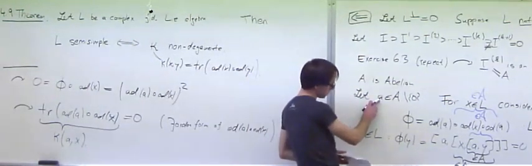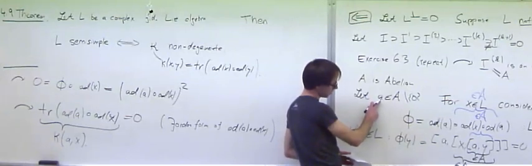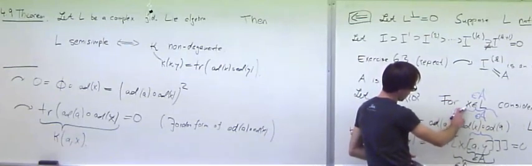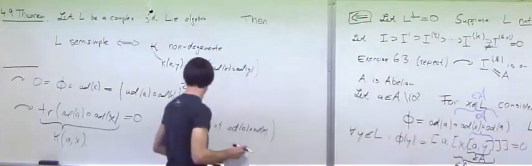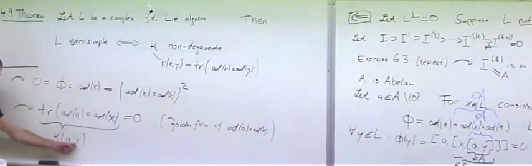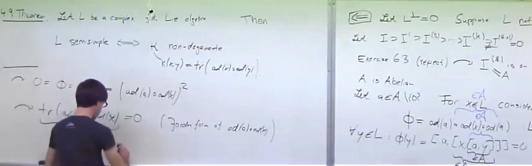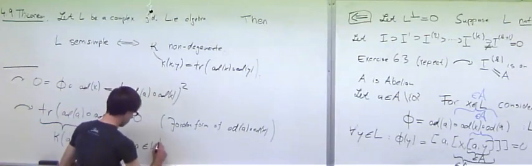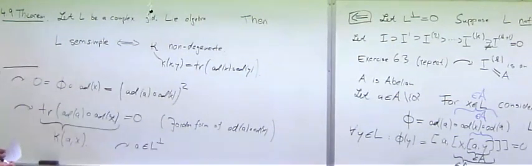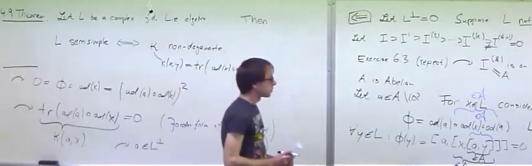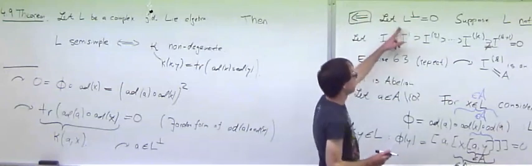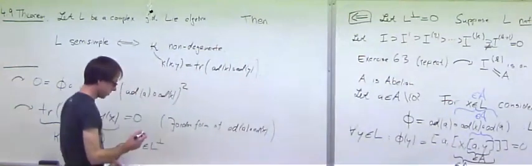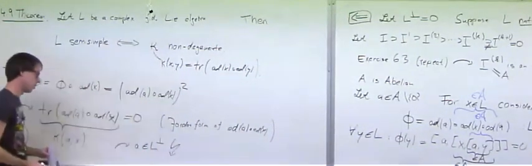So we took a non-zero element A and took an arbitrary element X of the Lie algebra, and we showed that the Killing form of A and X vanishes. In other words, A is contained in L orthogonal. But for this direction, we supposed that the Killing form is non-degenerate, so L orthogonal is 0. So this is a contradiction, the contradiction we wanted.